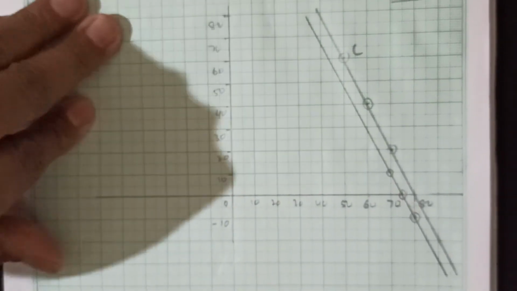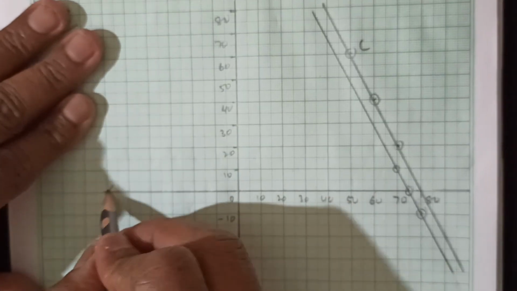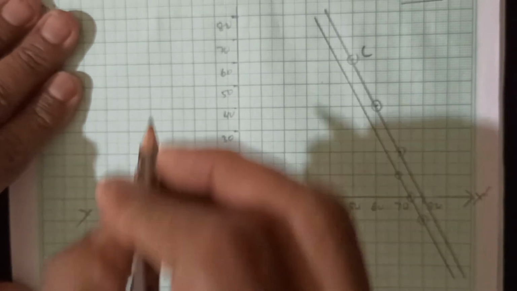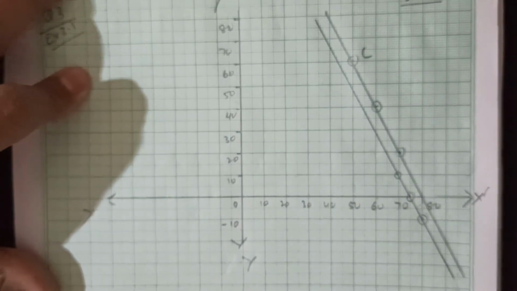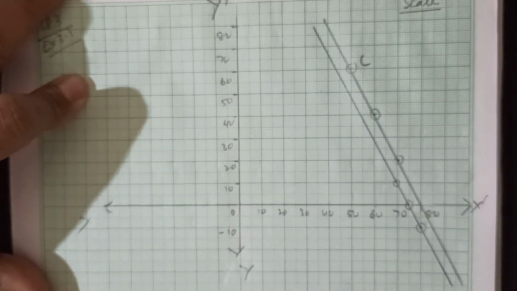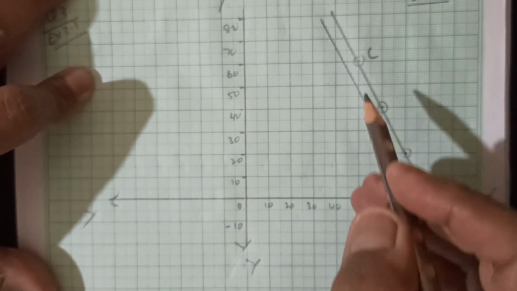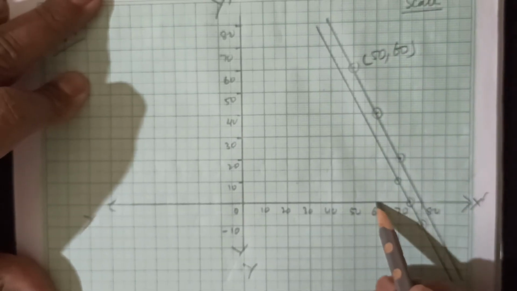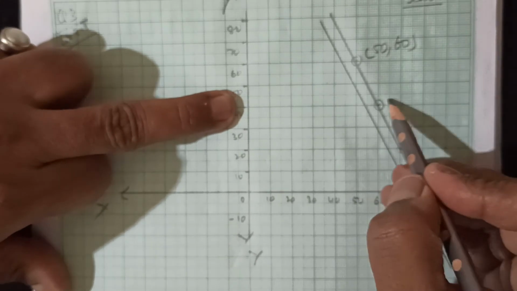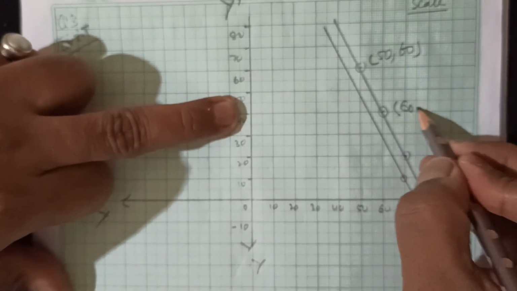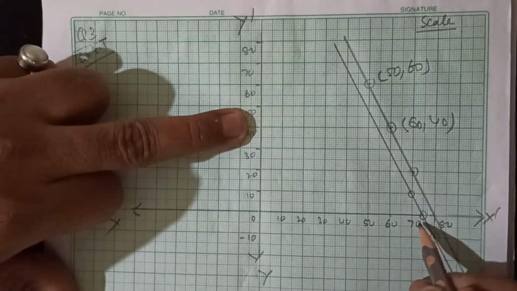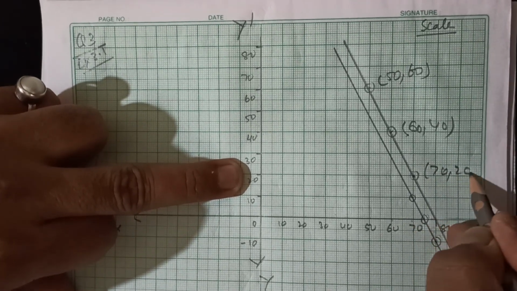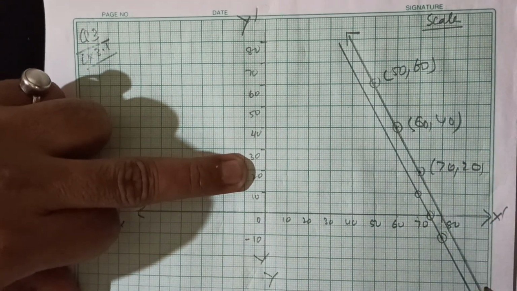We have got x-axis, we have got y-axis. This is x, x dash, this is y and y dash. The first point 50 comma 60. X is 50, y is 60. This is 50 comma 60. Second point x is 60, y is 40. So this point is 60 comma 40. X is 70 and y is 20. 70 comma 20. Let us put arrows on both sides.